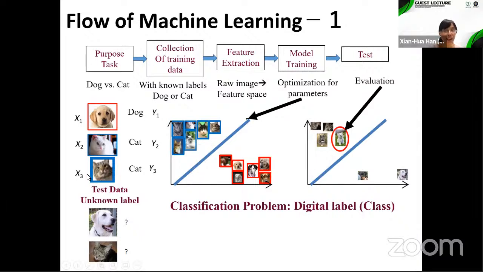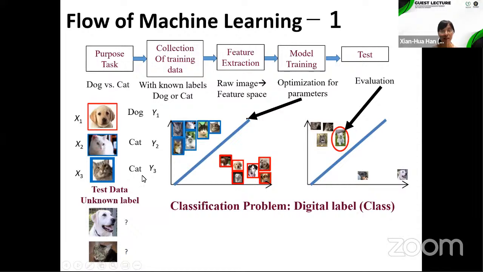So here is an example, with the given task of classifying dog and cat images. We have the collected image X1. This is a dog image, so its label is dog. The second image is a cat image. This is denoted as X2. Its label is cat. We use Y2 to denote it. The third training sample is also a cat image.